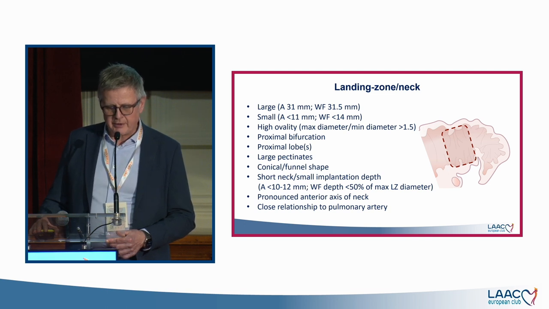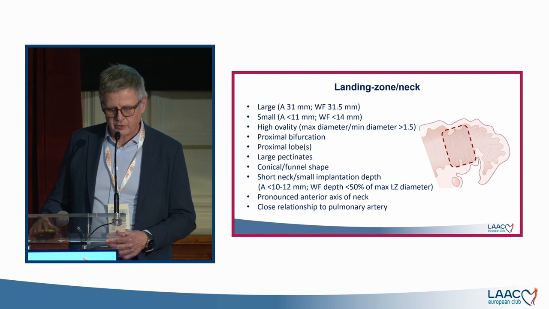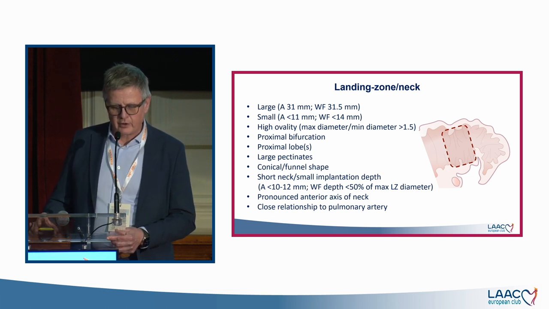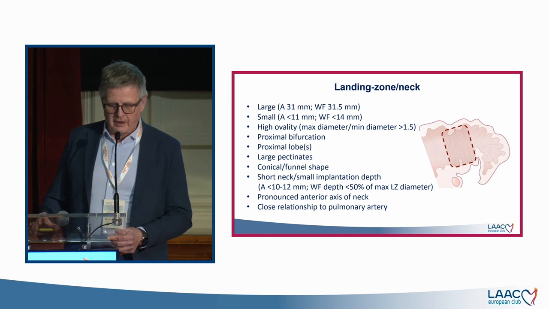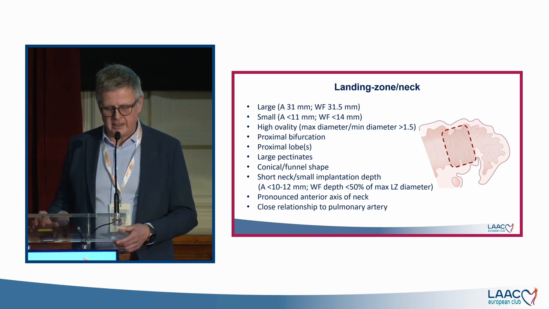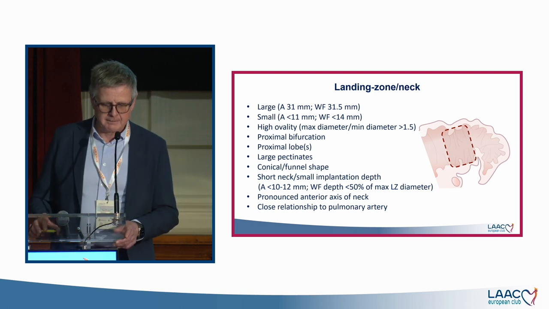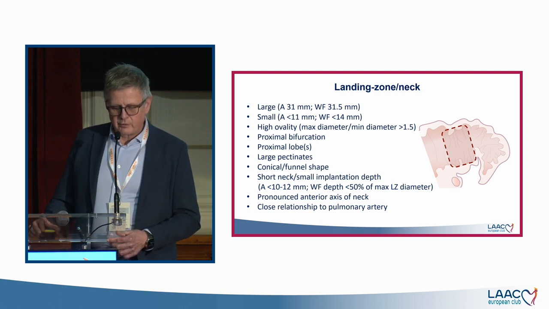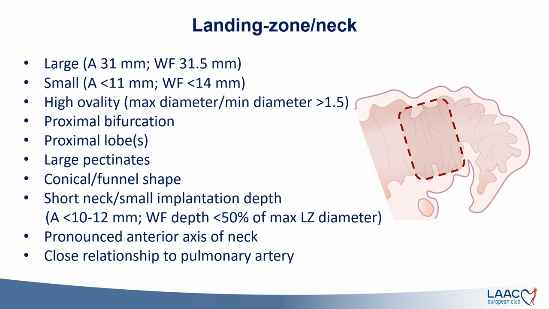To have a proximal bifurcation at the landing zone will, of course, create a challenge. Can we land a lobe there, and can we land a monocomponent device? How do we cover both lobes? If we have a very proximal lobe, we can end up having an uncovered proximal lobe. If we have large pectinates in the landing zone that can obstruct expansion of the lobe or the device, and the one we alluded to before, a very conical funnel-shaped landing zone where you cannot see precisely where to measure, where should I put my disc.